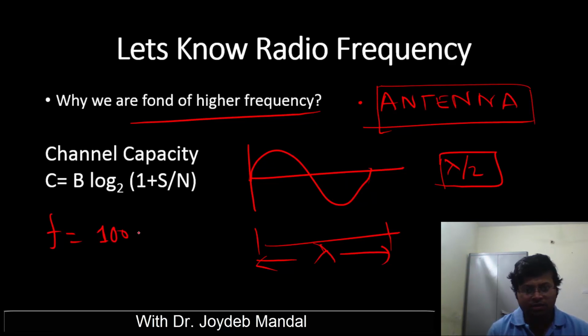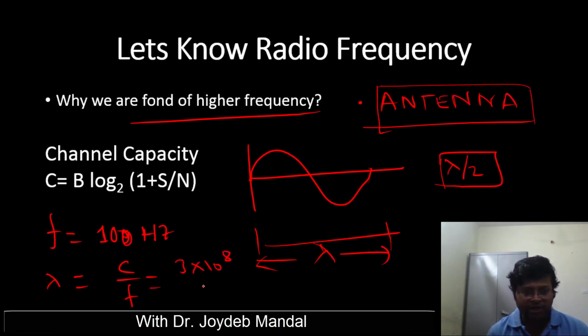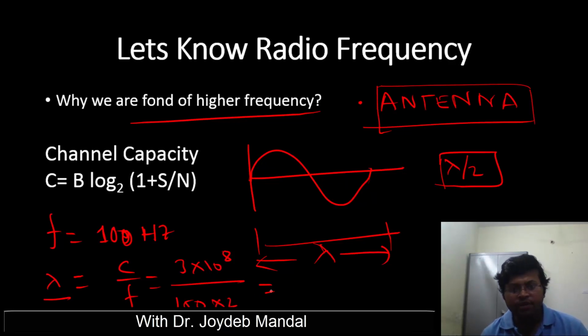for example 100 megahertz, I am sending a signal of 100 megahertz. Now lambda equals c by f, in free space, 3 into 10 to the power 8 by 100 megahertz. Now this is divided by 2 for the antenna length. So 3 into 10 to the power 6 by 2, so 1.5 into 10 to the power 6.